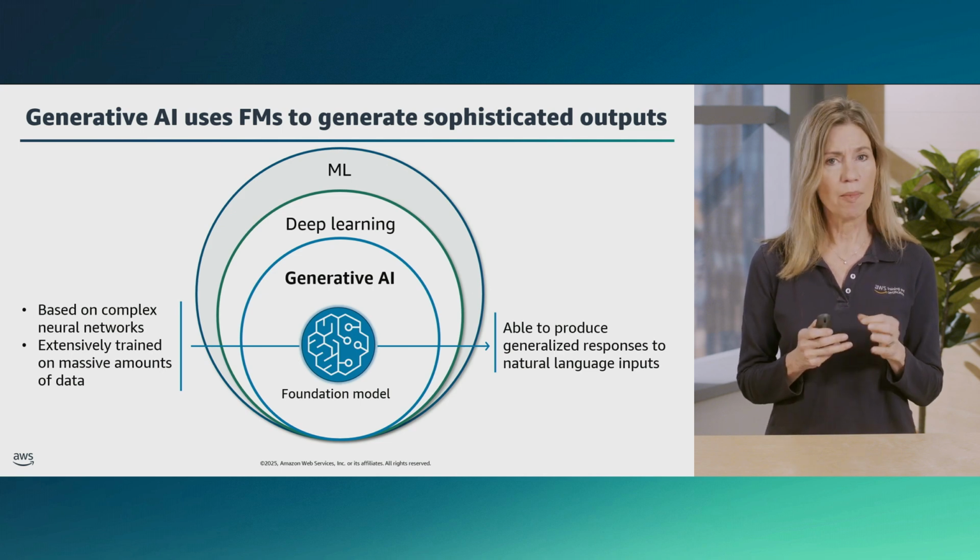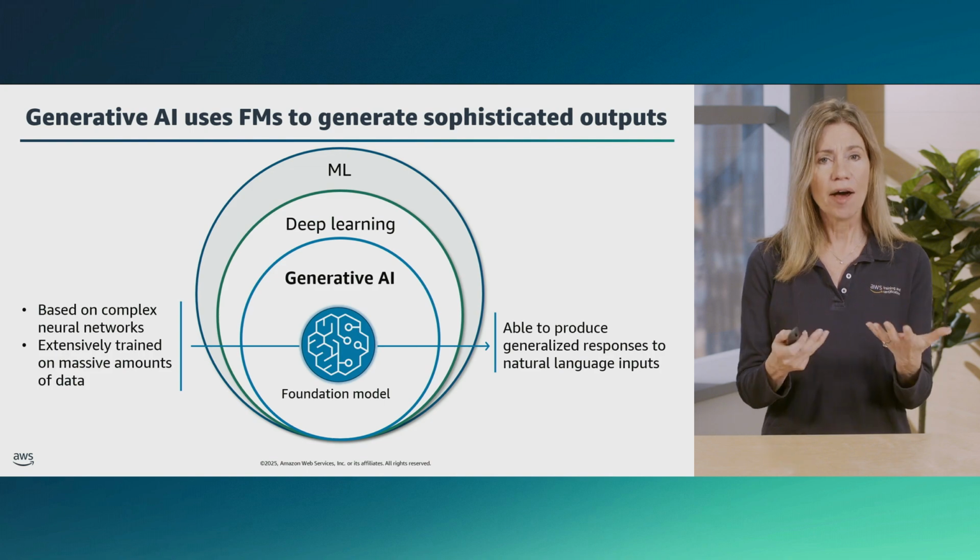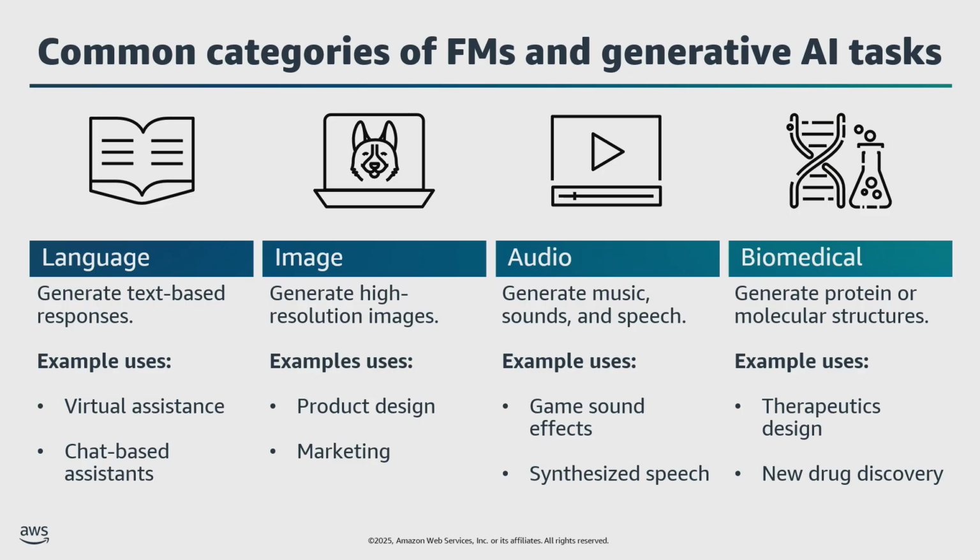You can ask questions that the model wasn't specifically trained to answer, and the model can draw on what it's learned to respond. An FM is typically designed and trained to excel at specific categories of output. This slide, which is also in your student guide, lists common categories of FMs and gives example use cases for each category. Common categories include language, images, audio, and more customized domains such as biomedical. All of these categories can accept natural language inputs. There are also multimodal models that combine different data types to create a more comprehensive understanding of information.